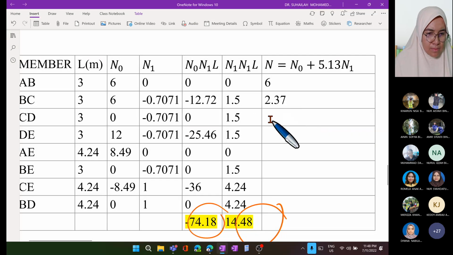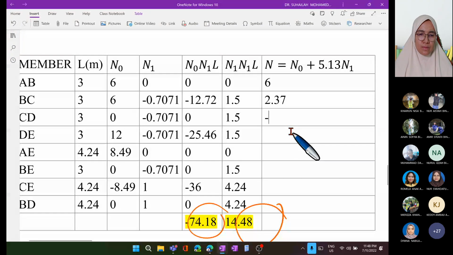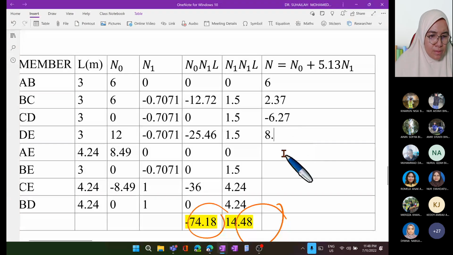Is it right? Yes. Okay, next value. Negative. Negative. 3.627. Okay, next value. 8.37. Negative or positive? Positive. Okay. So next is 8.49.